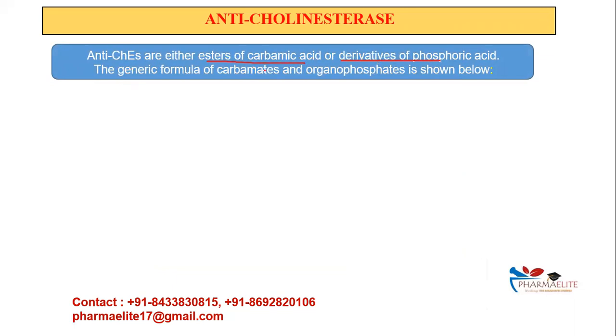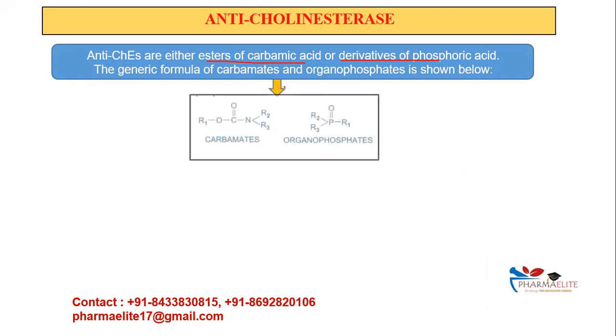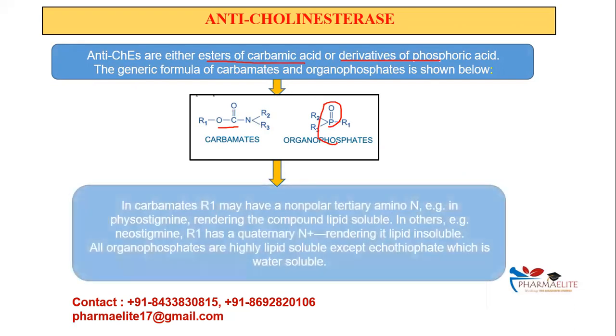The generic formula जो होता है carbamates and organophosphates का, वो होता है कुछ ऐसे. ठीक है, carbamates have something like this moiety and organophosphate have this moiety. Okay. So carbamates में अगर आप देखो जो R1 होता है, that may have a non-polar tertiary amino group. Okay, so if that is tertiary amino group, then it is physostigmine. physostigmine में tertiary होता है.